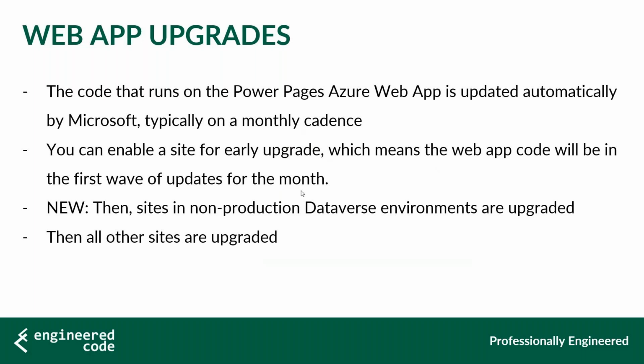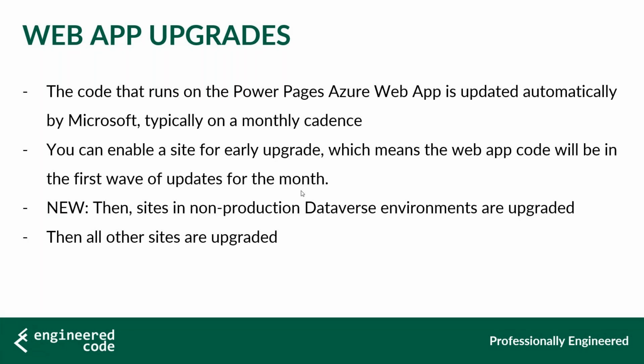Now, that code gets updated every once in a while, typically on roughly a monthly cadence. Microsoft will produce release notes for the web application code itself, and on a monthly basis will deploy the latest bundle of code to all of the servers. There have been some updates to this, and I think I talked about this a little bit back in January. Historically, there were two different waves of releases. You could check a box that says, I want my site to be enabled for early upgrades.